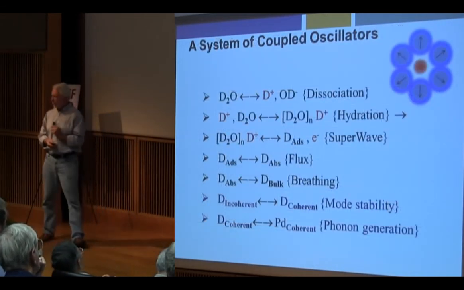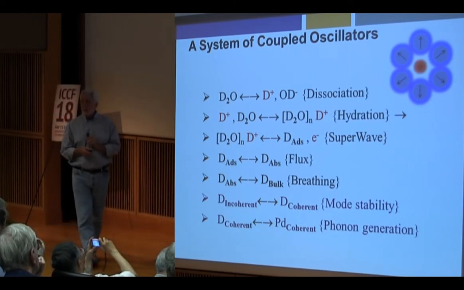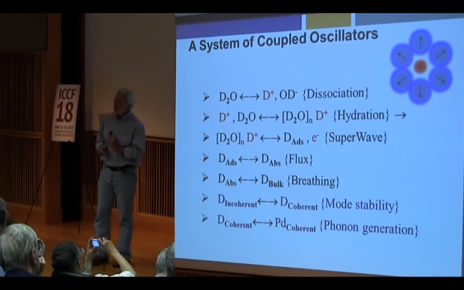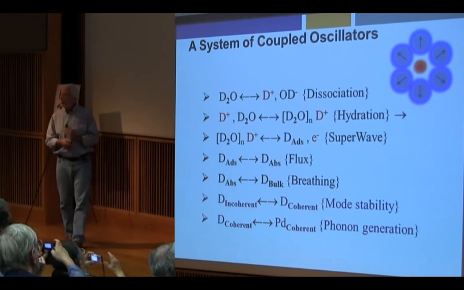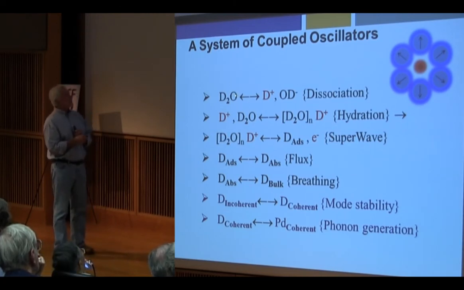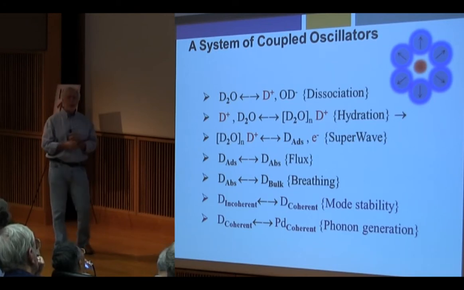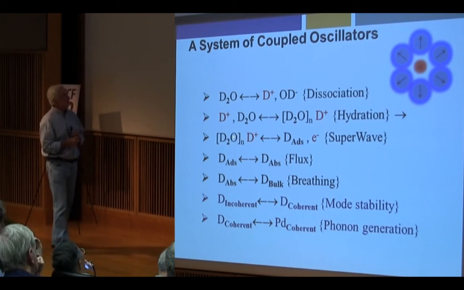So where do these oscillations come from? We shouldn't really be surprised. This whole electrochemical system is not a DC system. It's a system of coupled oscillators. I don't have time to go through every one of them, but if you just start thinking about the D2O molecule, the molecule dissociates and reassociates. There's an oscillation just backwards and forwards along this line.